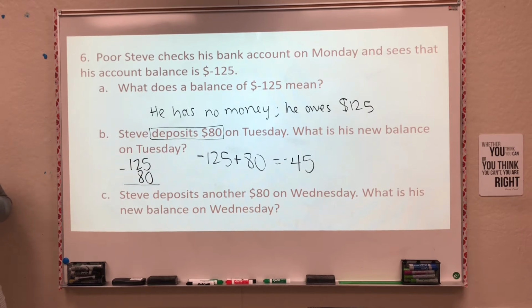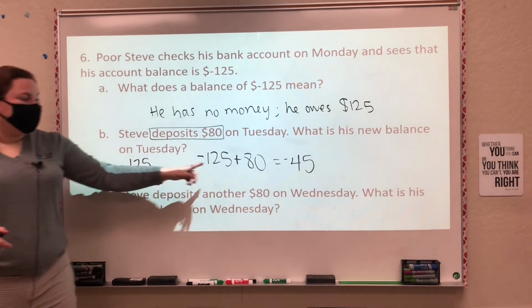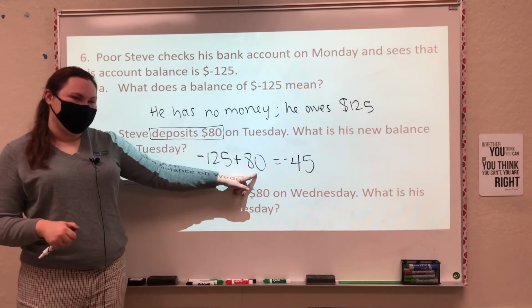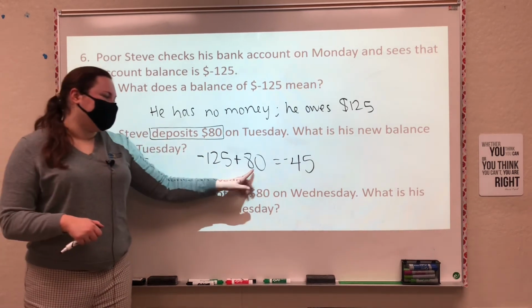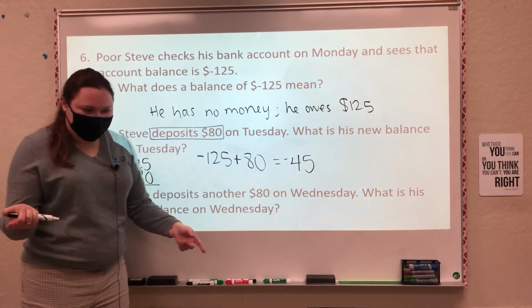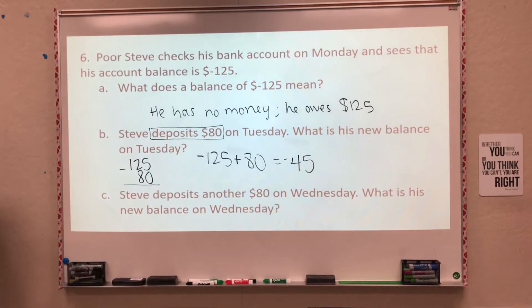Did it deposit the whole 125? Yeah. Nice. So he would have to deposit 125 to be even, to be zero. He didn't deposit enough, so he's still in debt. He's still negative. And then that last one, Steve deposits another $80 on Wednesday.